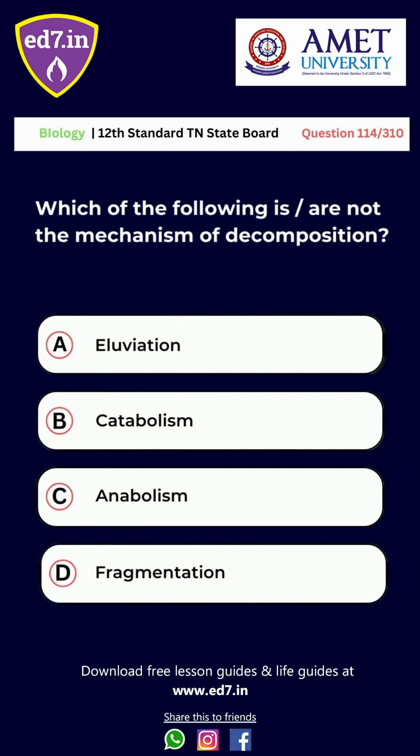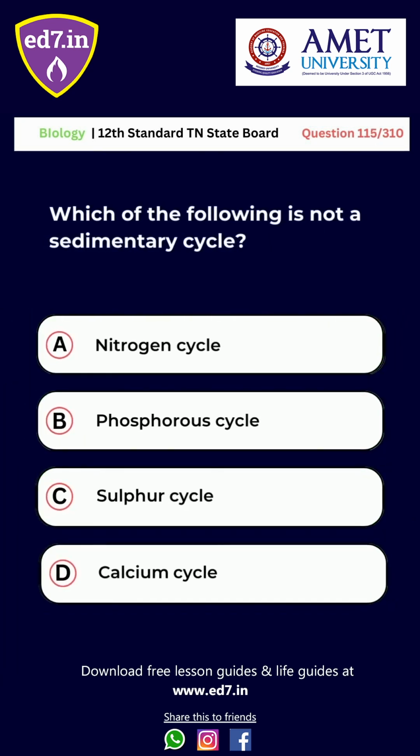Question number 114. Which of the following is not the mechanism of decomposition? Option A, elevation. B, catabolism. C, anabolism. D, fragmentation. The right answer is option C, anabolism.